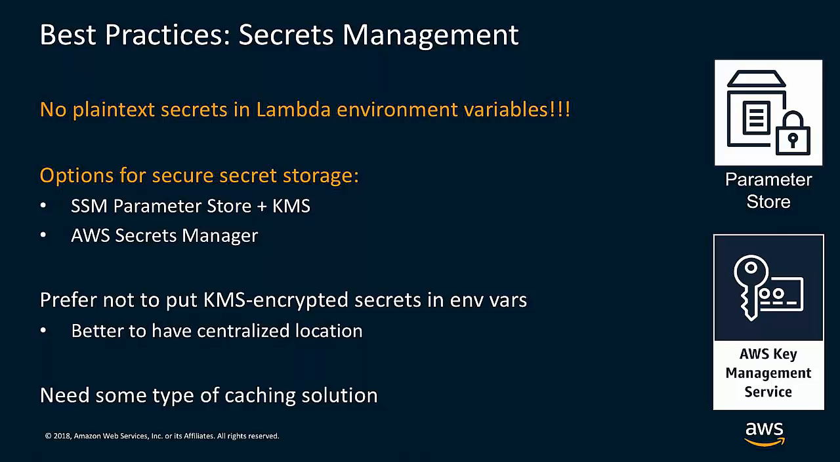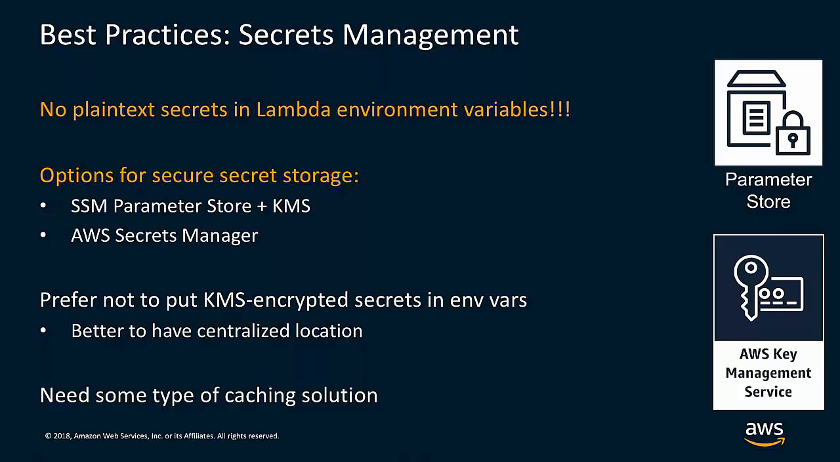You see I have called out here in highlighted text: no plain text secrets ever in Lambda environment variables. Hopefully it's obvious why you wouldn't want to do that. You are at that point exposing those secrets to anyone who has access to your AWS account. You run greater risk of those secrets being committed to source control, or exposed in some way. So you definitely want to use some sort of secrets manager.